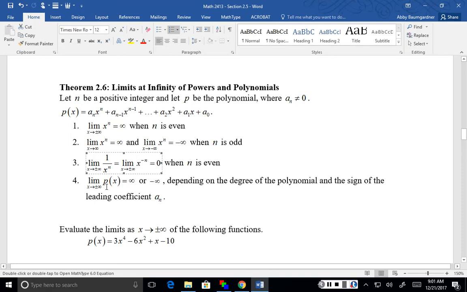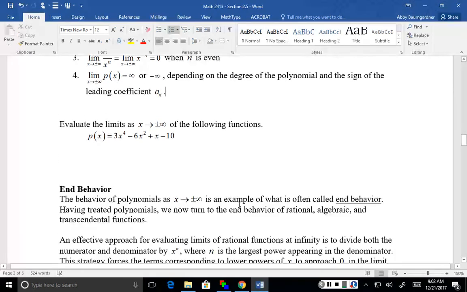All right, and then the limit at infinity or negative infinity of a polynomial, as described up here, is either infinity or negative infinity, depending on the degree of the polynomial and the sign of the leading coefficient. So really, we can get a lot of our information based on what the limit of a polynomial is off of that first term. All right, so let's evaluate the limits as x approaches infinity and negative infinity.